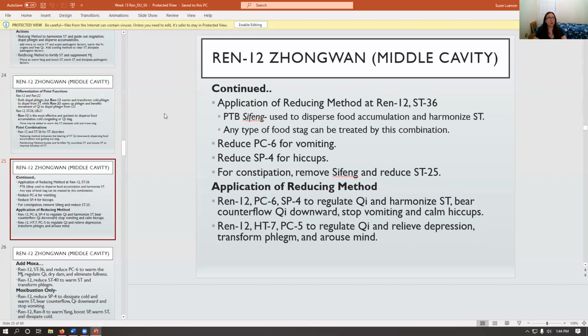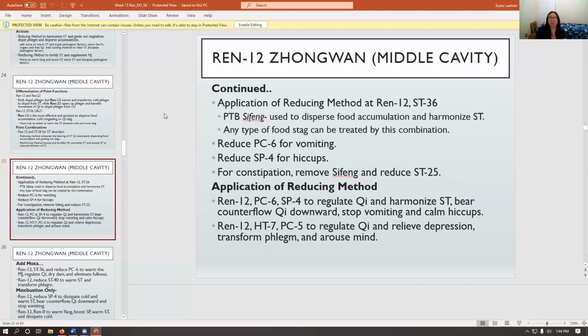You can also add, in addition to that combination of Ren 12 and stomach 36, prick to bleed Sifeng. That is very good at dispersing food accumulation. Any type of food stagnation can be treated with this combination. That's definitely one to keep in your memory.